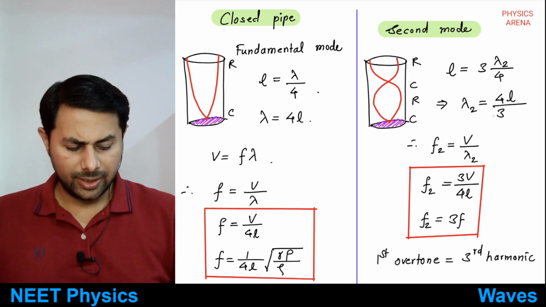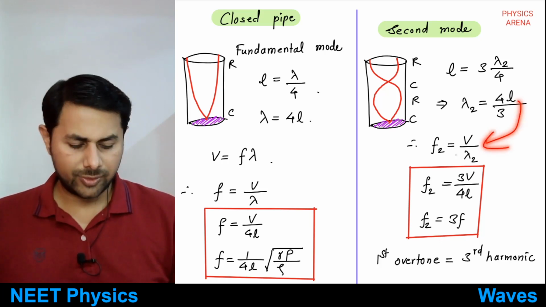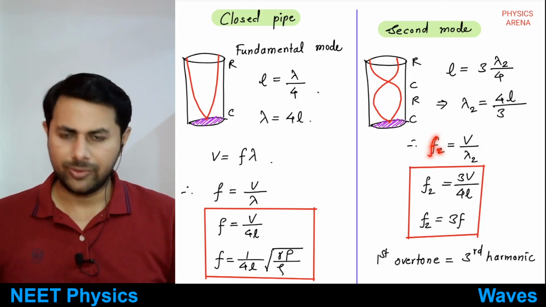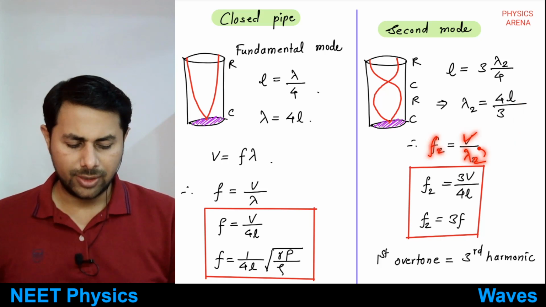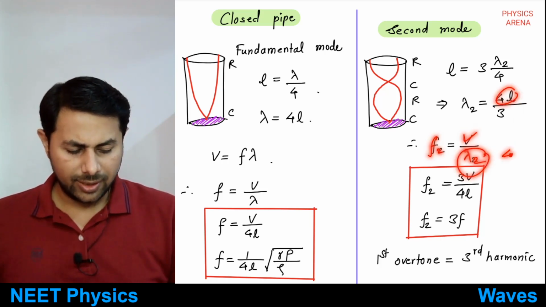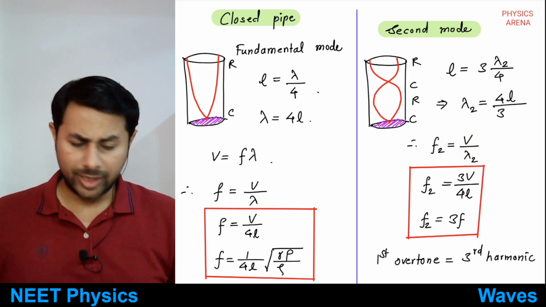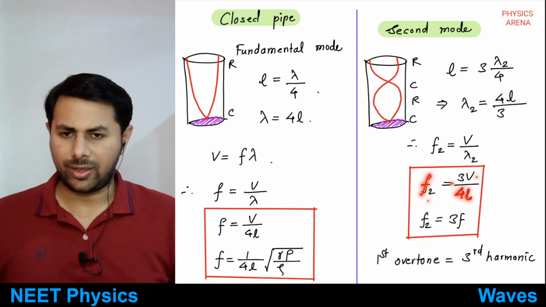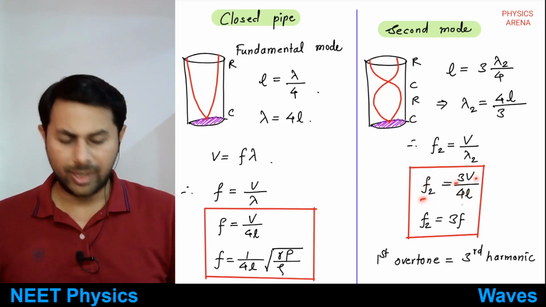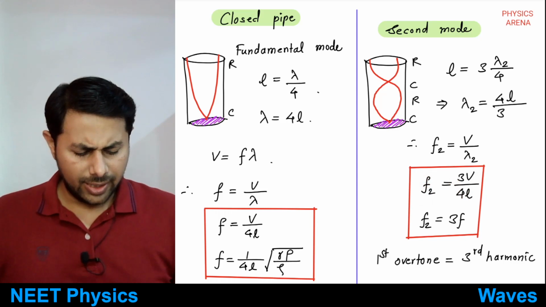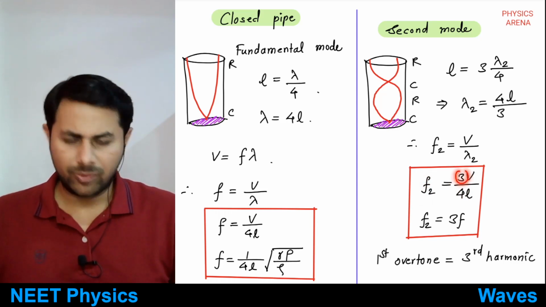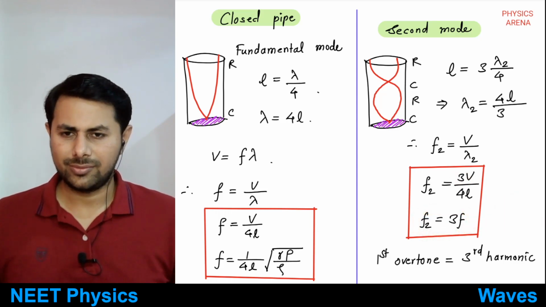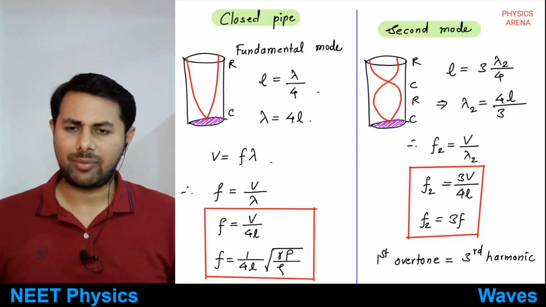right? And then you can just substitute that in this formula. So F is equal to V by lambda. So the frequency of second mode, let's call it F2, is equal to V divided by lambda 2. And what is lambda 2? It is 4L divided by 3, so that 3 goes to the numerator, and therefore you have F2 is equal to 3V divided by 4L. Okay, F2 is equal to 3V divided by 4L, right? And this is just equal to 3 times V upon 4L. So this is equal to 3 times the fundamental frequency.